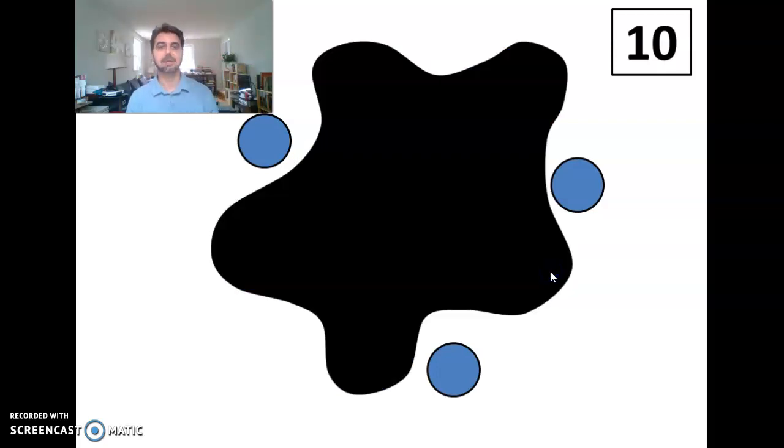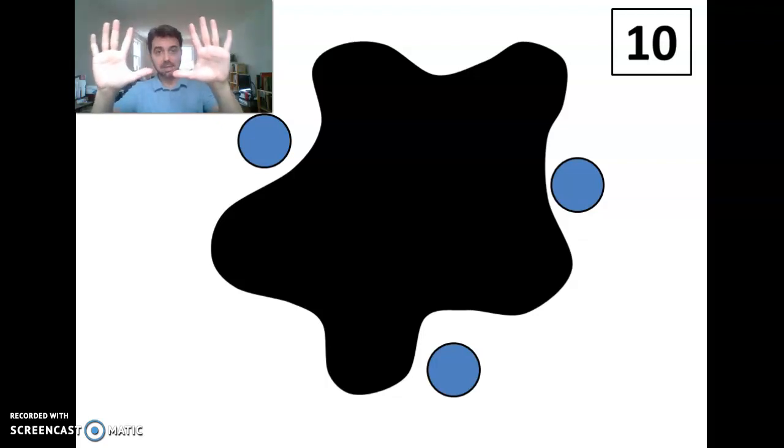Splat. Okay, so all of them were covered except for 3 of them. So there were 10 dots, and all of them except for 3 are showing. So how many went away? Think about that. You can pause the video if you need to think about it.